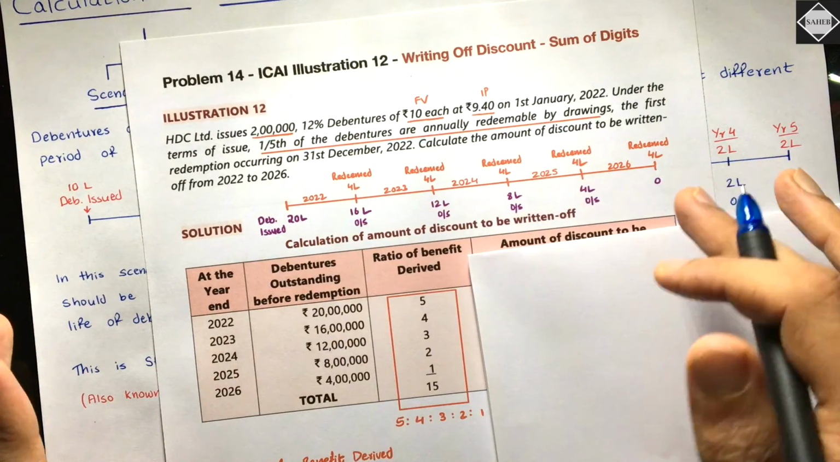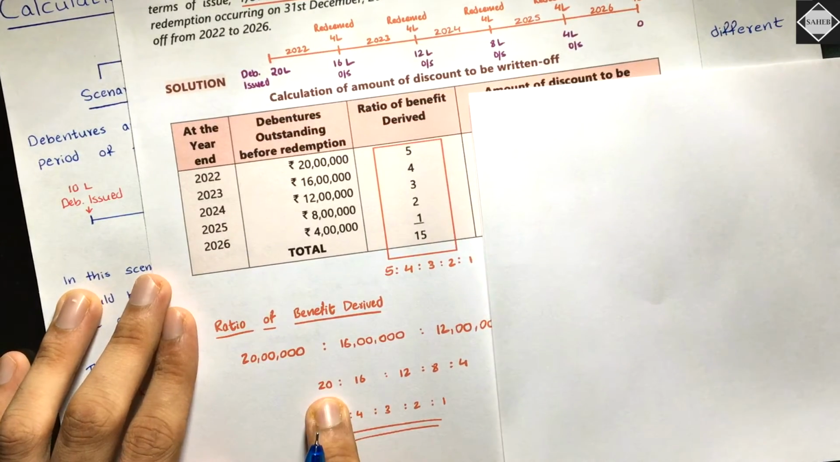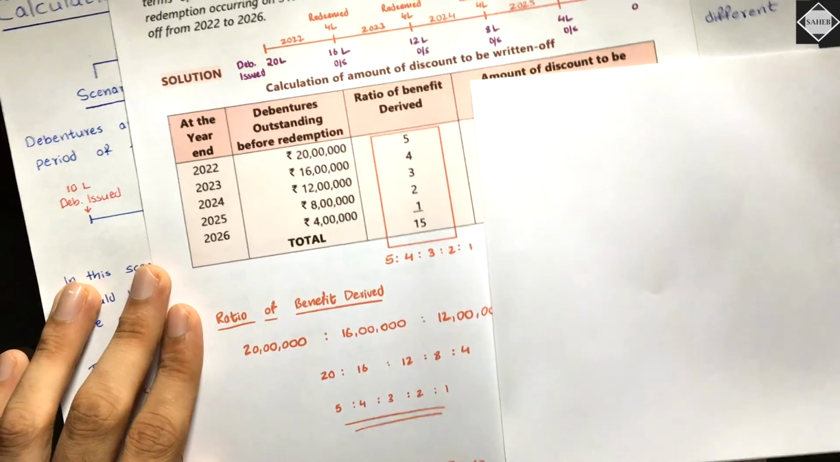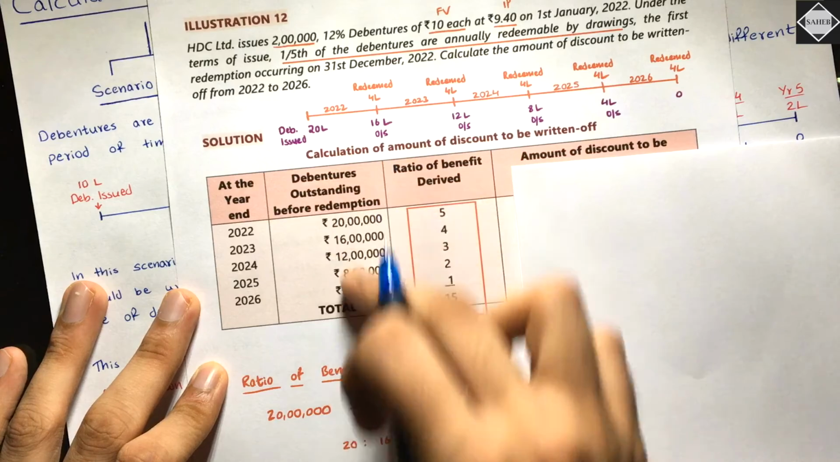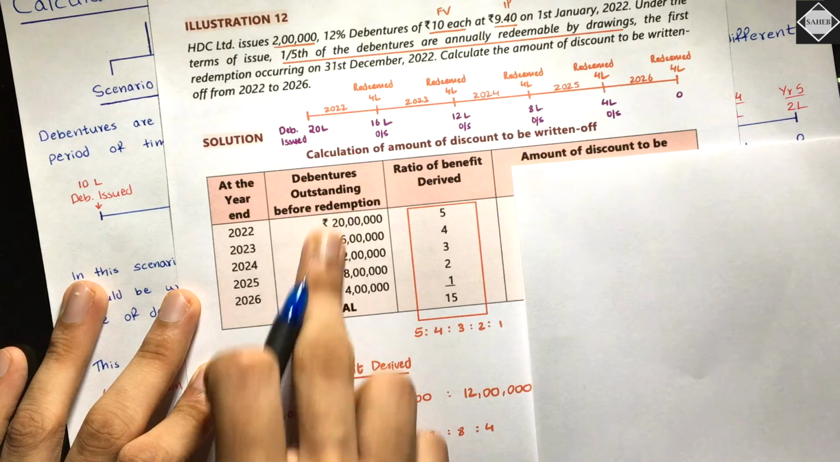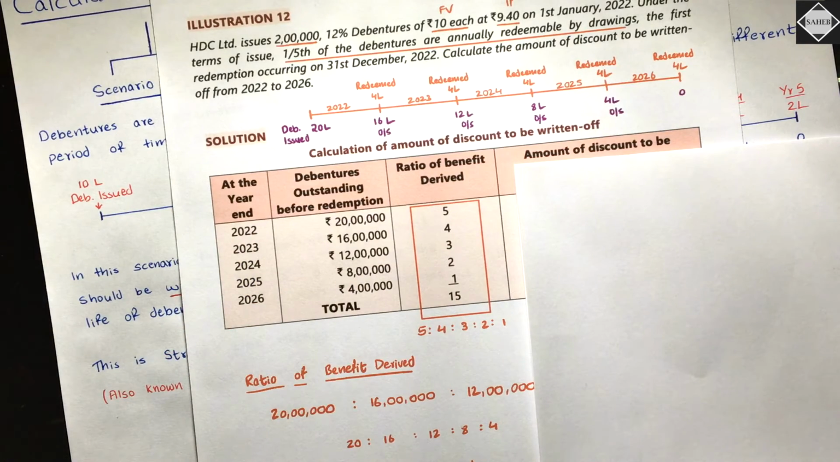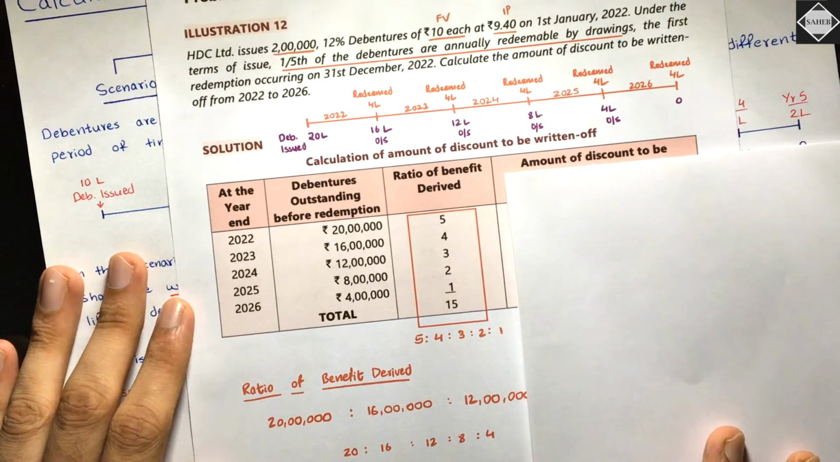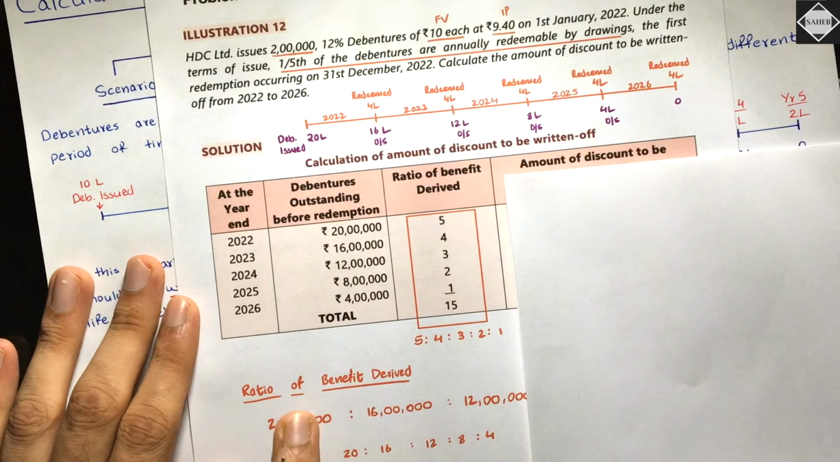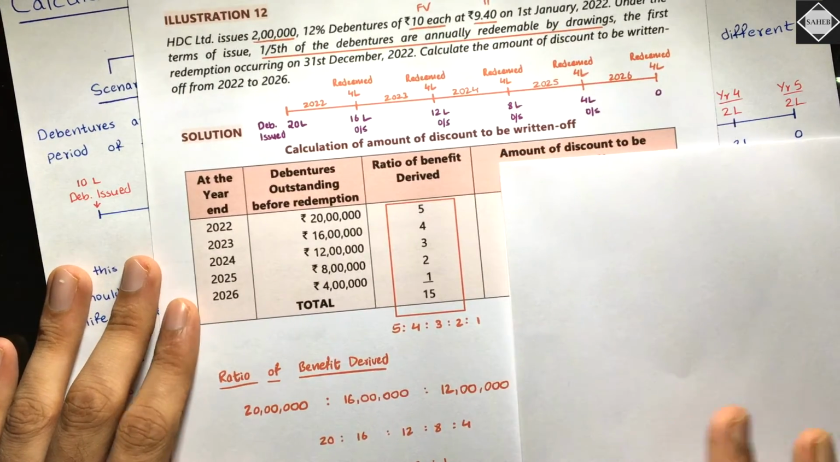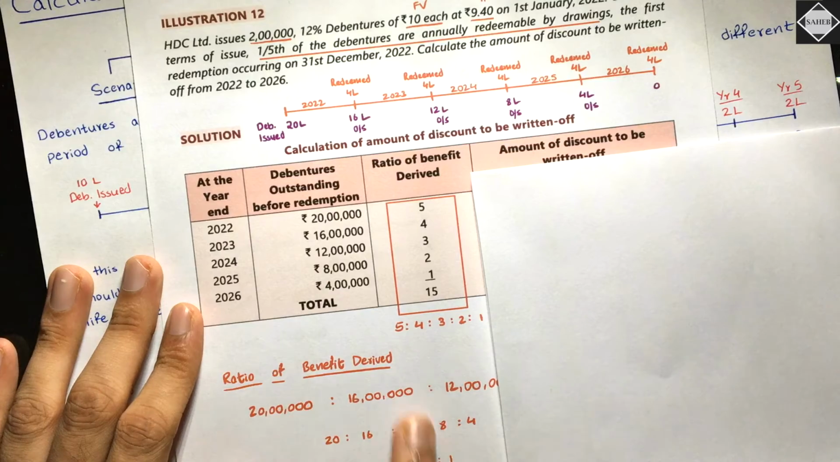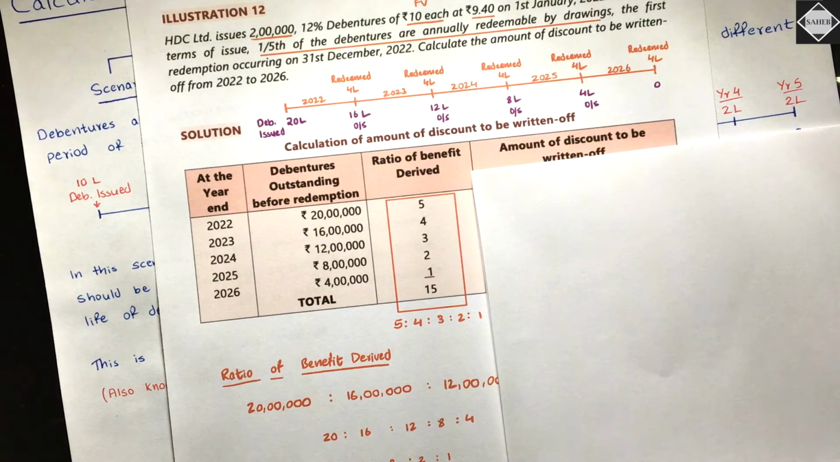This thing will not work. When you have unequal installments, this is how you have to do it. You have to see how the benefit has been derived. That is, take the debentures outstanding, 20 lakh, 16 lakh, and the ratio based on this. Not a reverse of years and just making a sum. Is that clear? So the sum of digits method is a shortcut and it will not work every time. You have to see the ratio of the benefit derived. Take the ratio of debentures outstanding before redemption and use that.